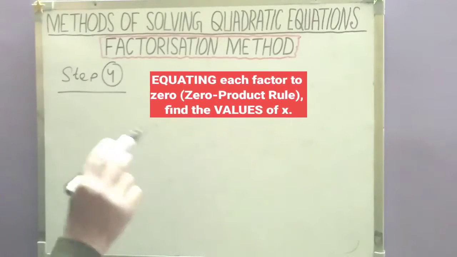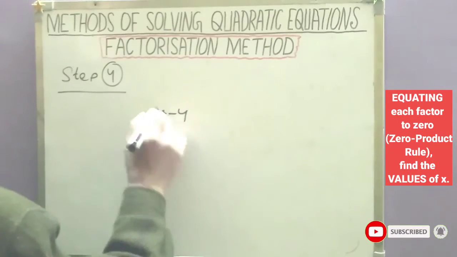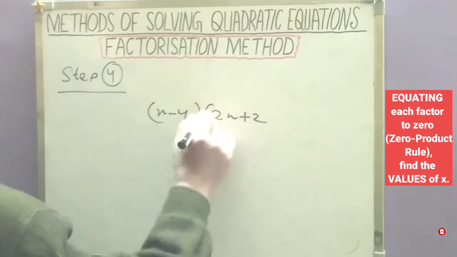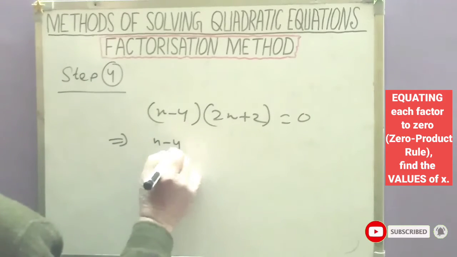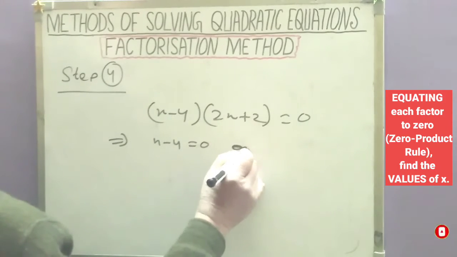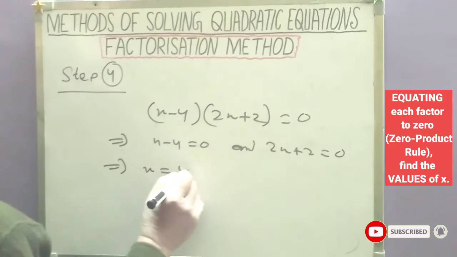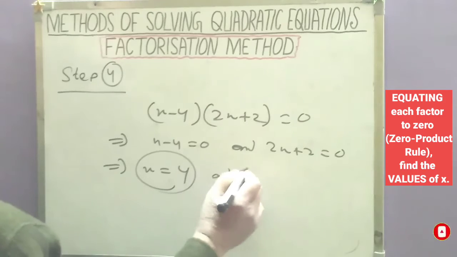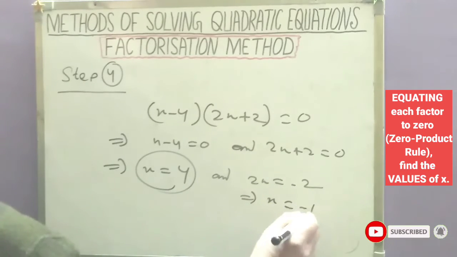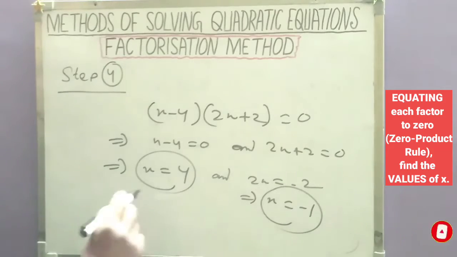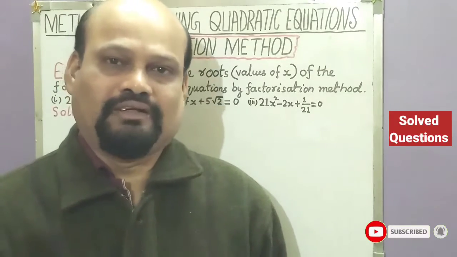Equate each factor to 0, that is the zero product rule, to find the roots of the equation, that is the values of x. So here (x − 4)(2x + 2) = 0. That implies x − 4 = 0 and 2x + 2 = 0. That implies x = 4 and 2x = −2, so x = −1. So we get two values of x. Let's solve some questions based on this method.